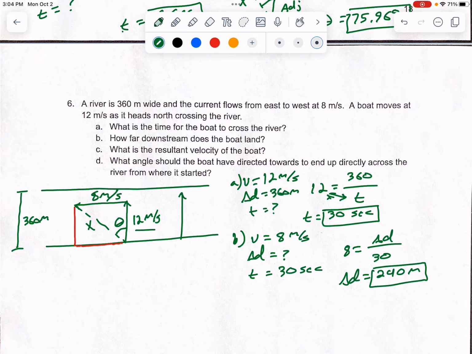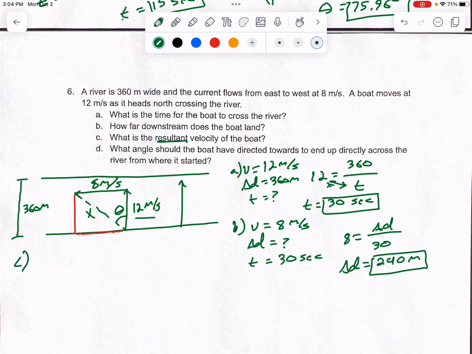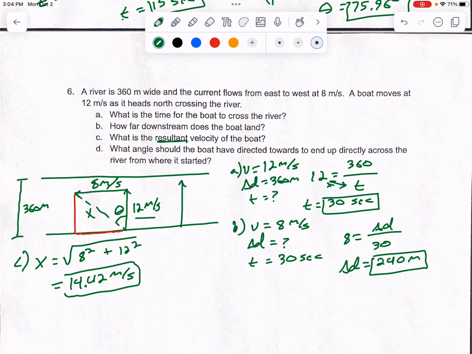C, okay, says what is the resultant velocity? When I say resultant, that means the hypotenuse. So now we can solve for the hypotenuse using the Pythagorean theorem. So I'm going to do x equals the square root of 8 squared plus 12 squared. Again, just don't forget your square root at the end. So it's going to come out to be 14.42 meters per second. So there's your magnitude.